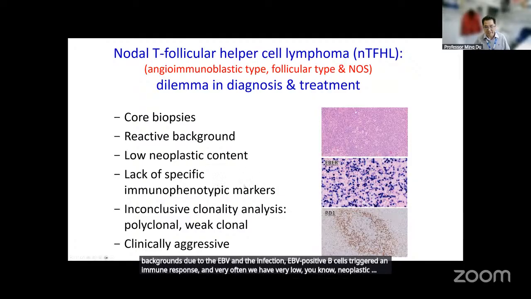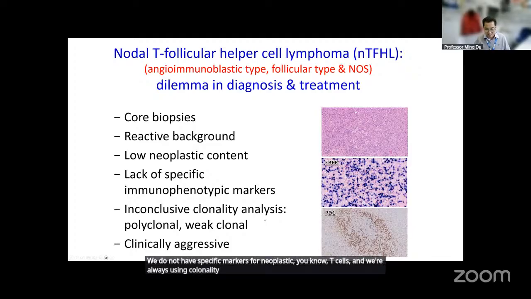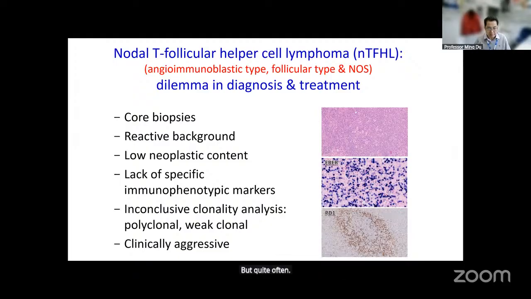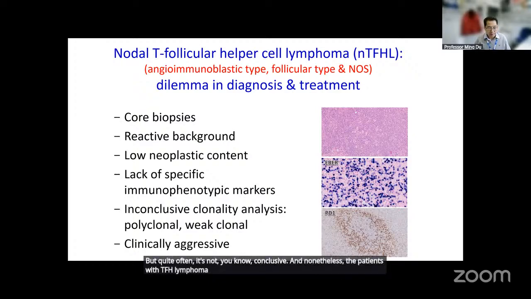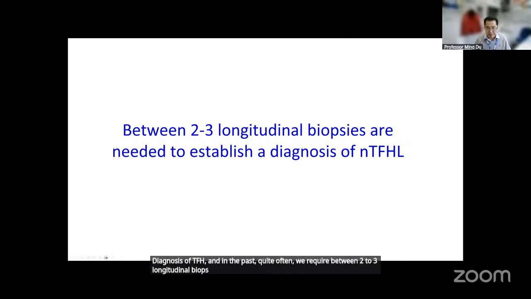We do not have specific markers for neoplastic T cells, and we always use clonality as an auxiliary help for the diagnosis, but quite often it's not conclusive. Nonetheless, the patients with TFH lymphoma in general are clinically aggressive, and it's very difficult to distinguish from their mimics. And very often, for a firm diagnosis of TFH lymphoma in the past, quite often we required between 2 to 3 longitudinal biopsies to establish the diagnosis.